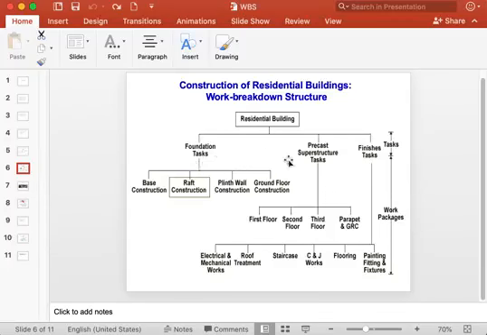into foundation tasks, superstructure tasks, and finishes tasks. And the level at which this group of work elements falls is called the task level.